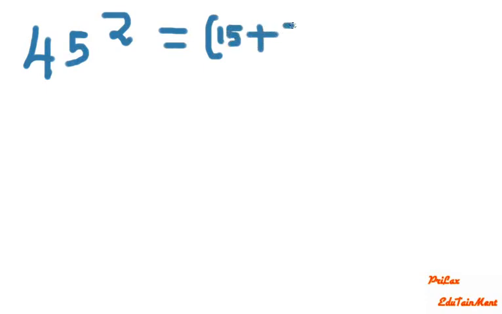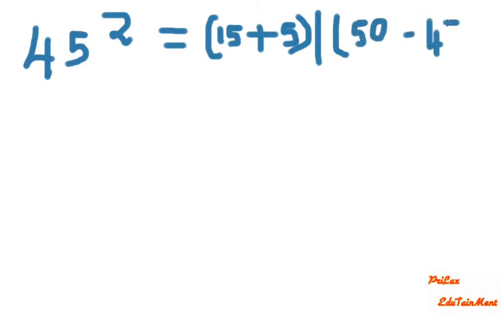So 45. 15 plus the unit digit, that is 5. Take a pause. See the difference between 50 and 45, square that number, you will get the complete answer. That is 2025.